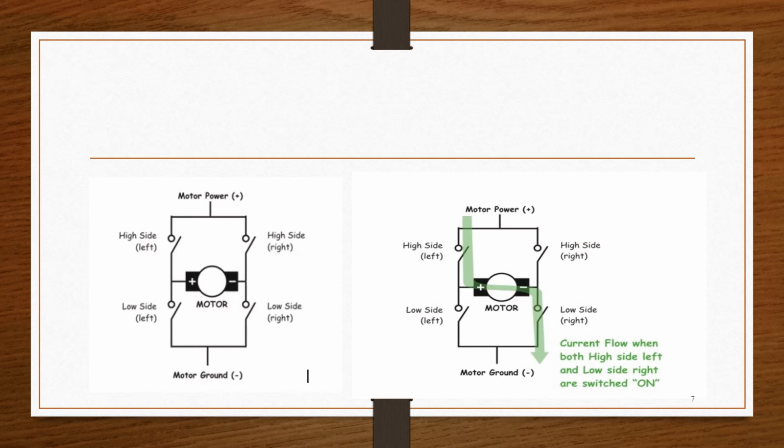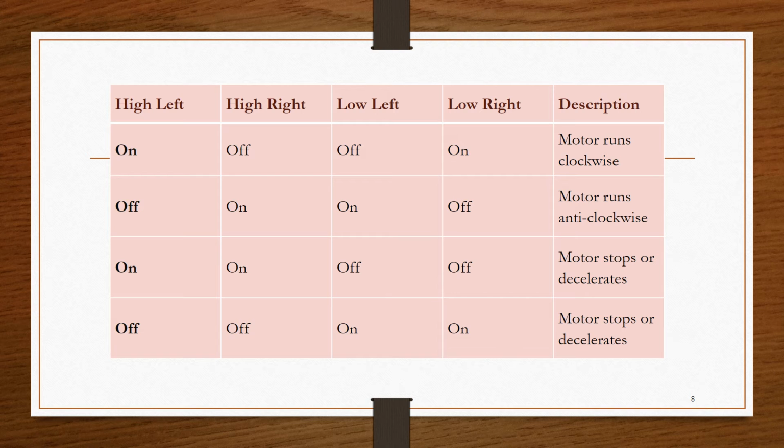So this is the basic principle of the H-bridge. We can also make a kind of truth table, with high left, high right, low left, and low right. When high left is on, high right is off, low left is off, and low right is on, the motor runs clockwise. When high left is off, high right is on, low left is on, and low right is off, the motor turns anti-clockwise.